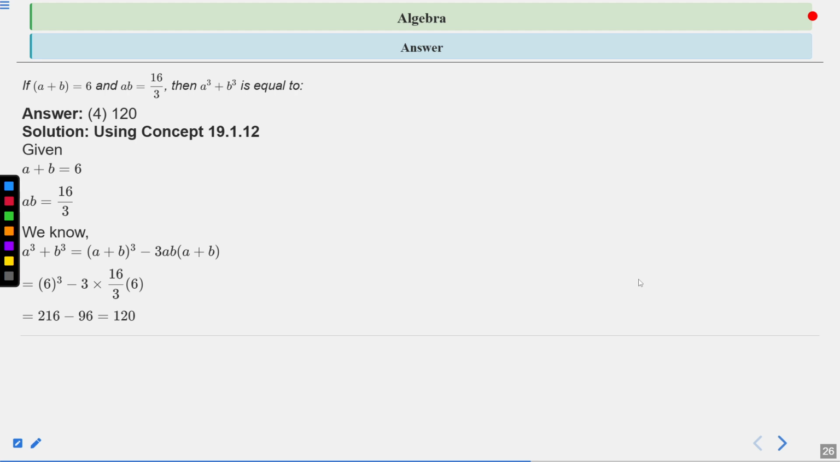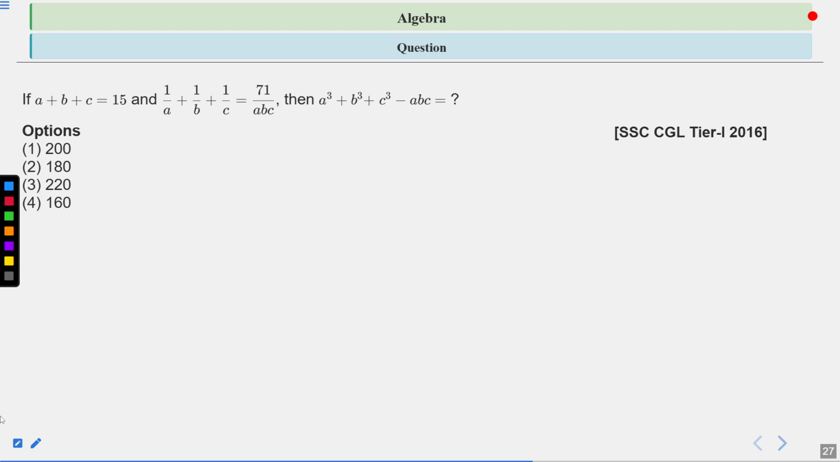When we simplify 3 into 16 by 3 into 6, the 3 will be cancelled out, and 16 into 6 becomes 96. So when we simplify it, we get 120. So the fourth one is the correct answer of this question. Next one.